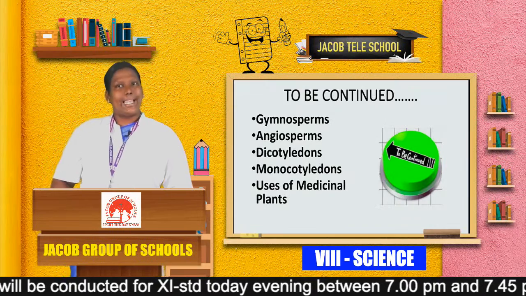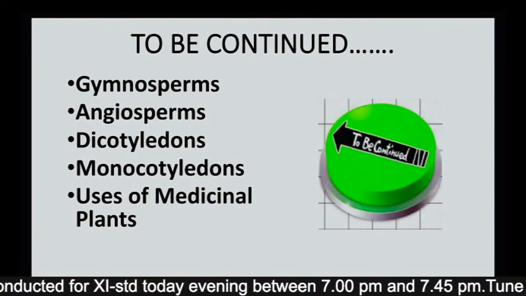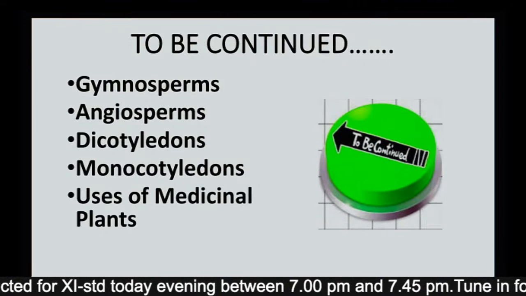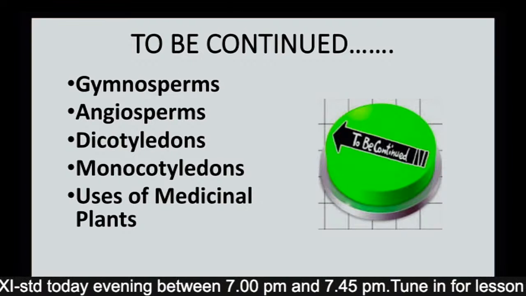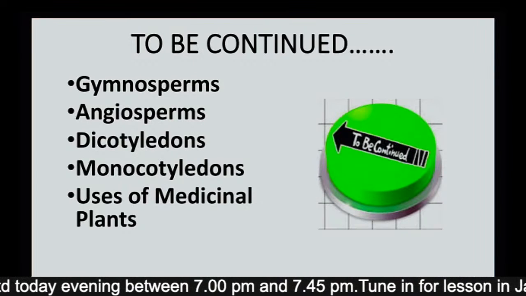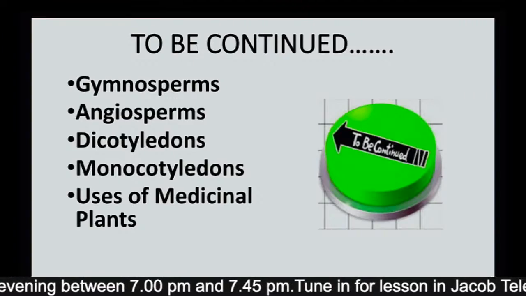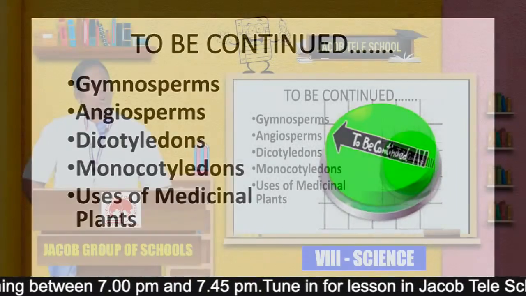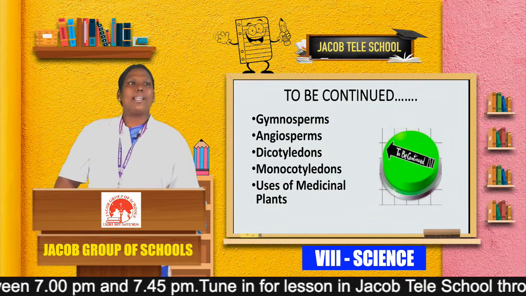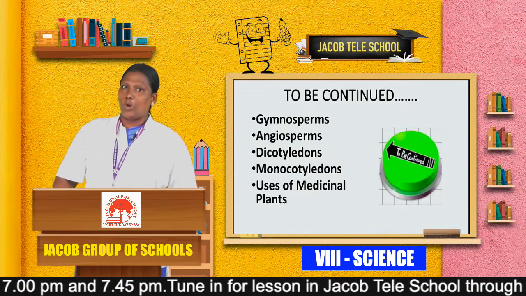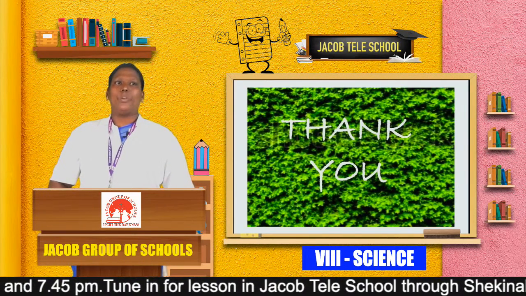Now here in the next class, children, God willing, we will be studying about gymnosperms and angiosperms. The gymnosperms are the open seeded plants and angiosperms are the closed seeded plants. Dicots are the plants having 2 cotyledons and monocotyledons are the plants with a single cotyledon, and some medicinal plants like aloe vera gel are useful for body cooling. About all that we will be learning.